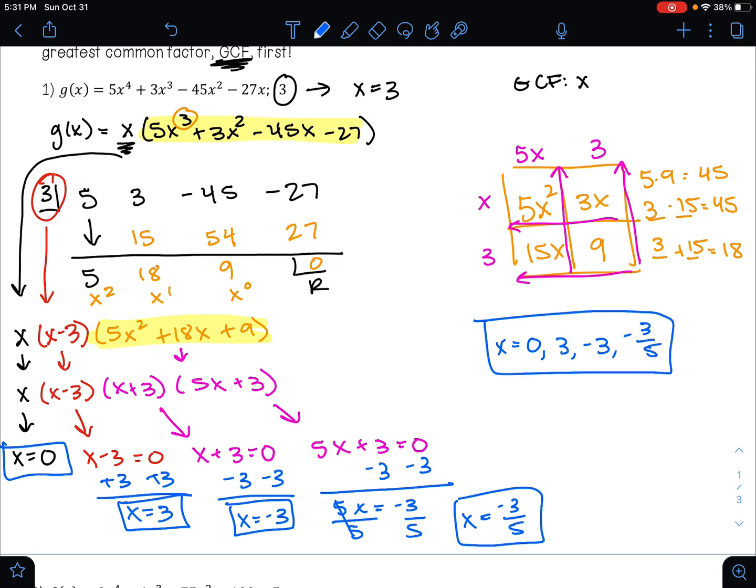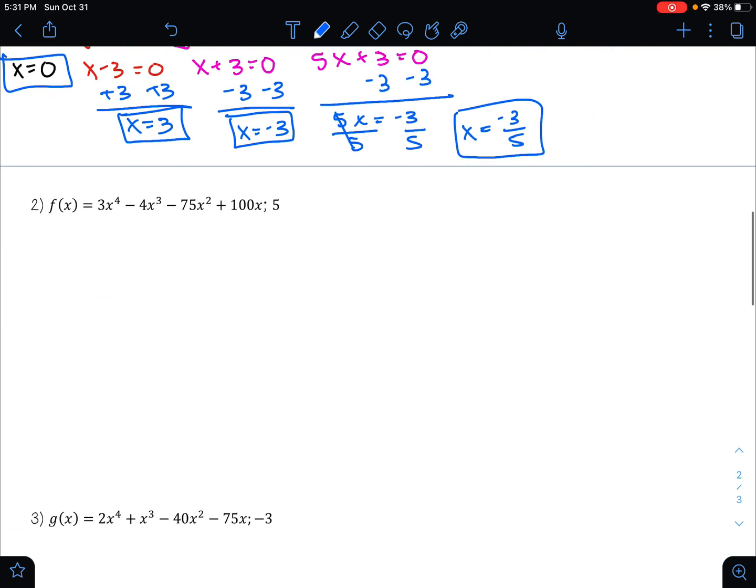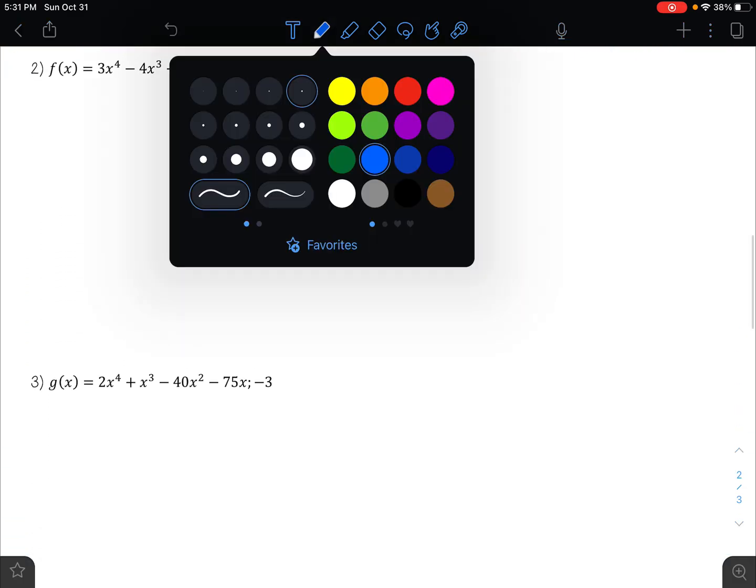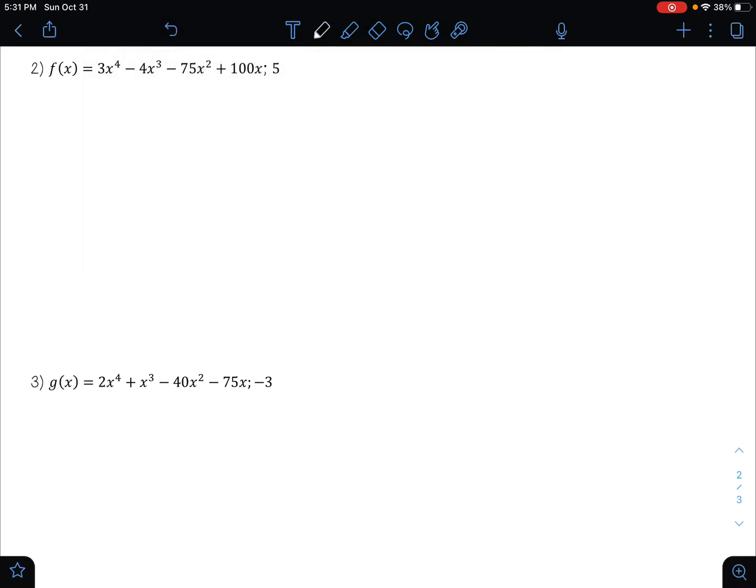Let's go ahead and try that again with example 2. With example 2, they tell us that f of x is equal to 3x to the 4th minus 4x cubed minus 75x squared plus 100x. And that the 0 that they give us is 5. Remember that you always want to look for greatest common factor first. Here my greatest common factor is x. So I'm going to have f of x equals x times 3x cubed minus 4x squared minus 75x plus 100.